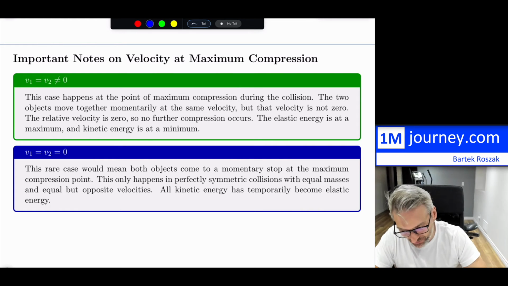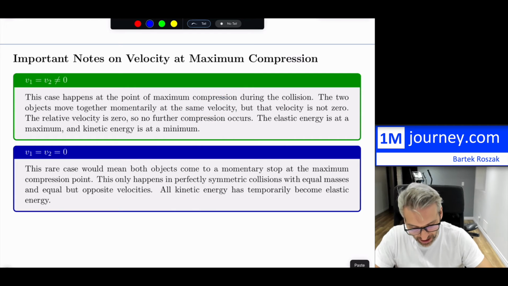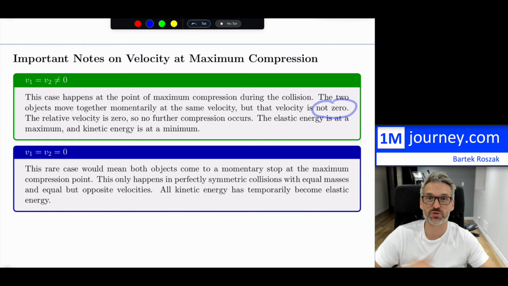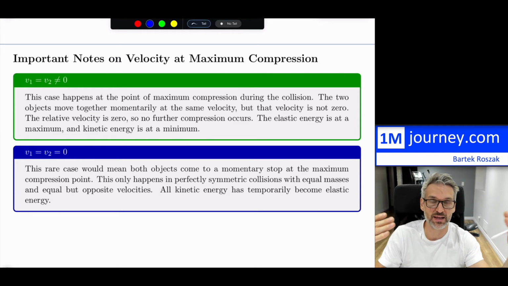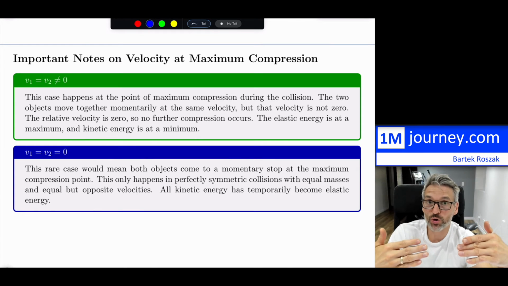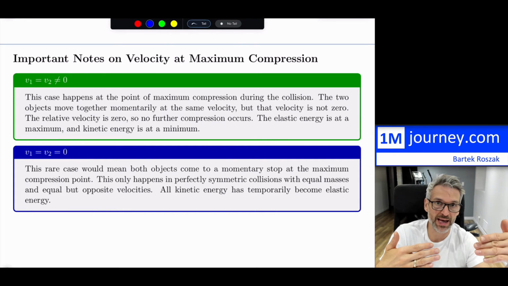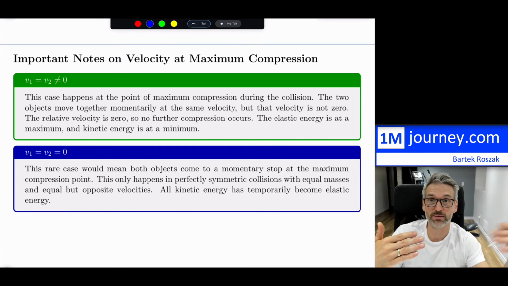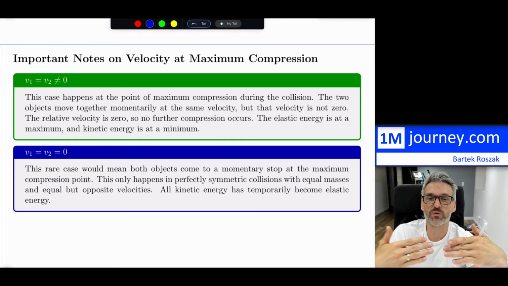What it says is that at the maximum compression during the collision, the two objects move together momentarily at the same velocity, but it may not necessarily be 0. If they have different masses and different initial velocities, they will collide, and momentarily at the maximum compression, they will move at the same speed. If they weren't moving at the same speed, then one would be catching up to the other, or one would already be bouncing off the other. So during that collision at the maximum compression, they'll be moving at the same speed.